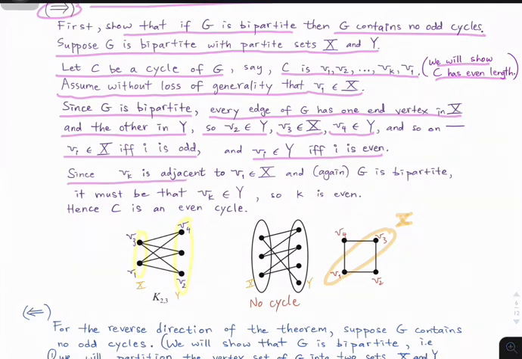Since Vk is adjacent to V1, which is in X, and again, because G is bipartite, it must be that Vk is in Y. And from what we said here, k is even. And so C is an even cycle.